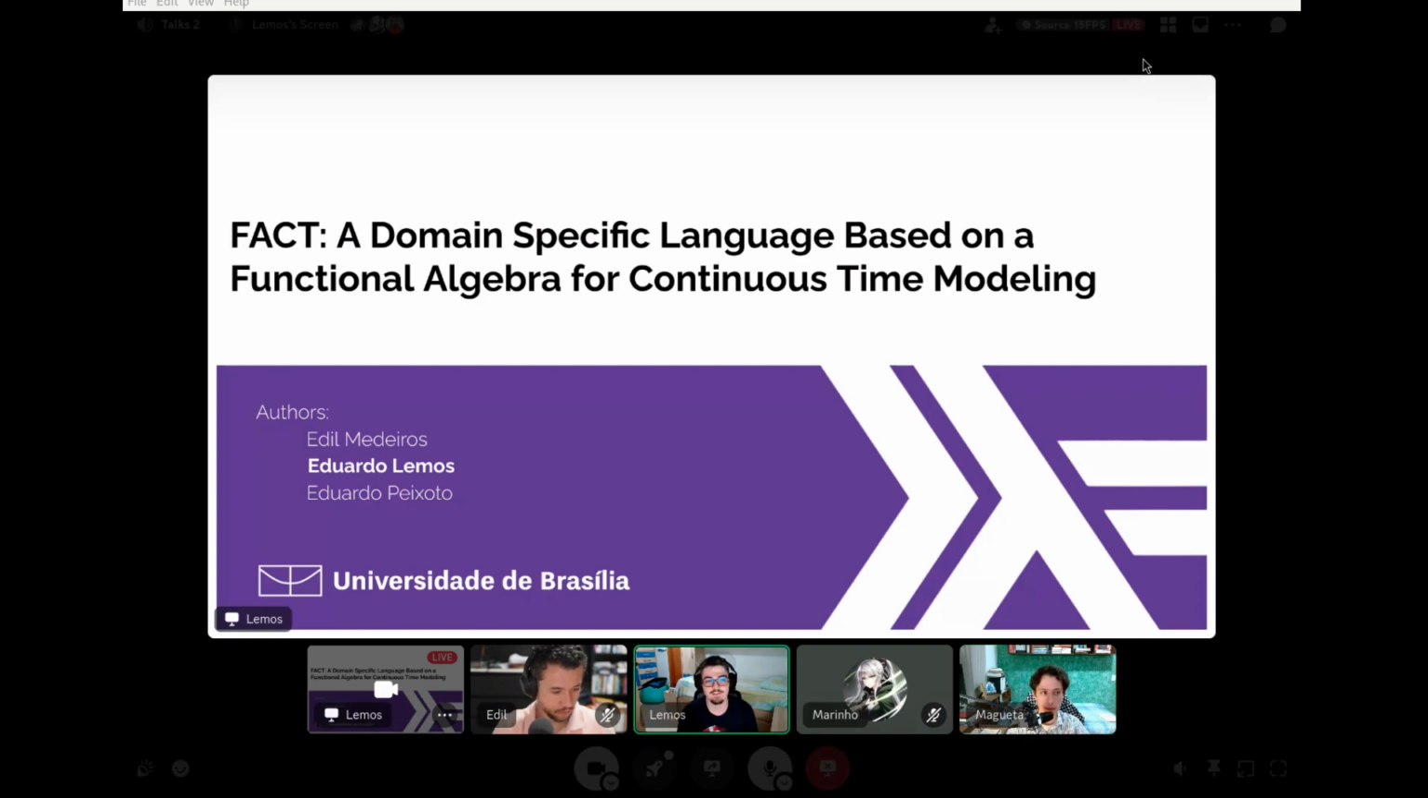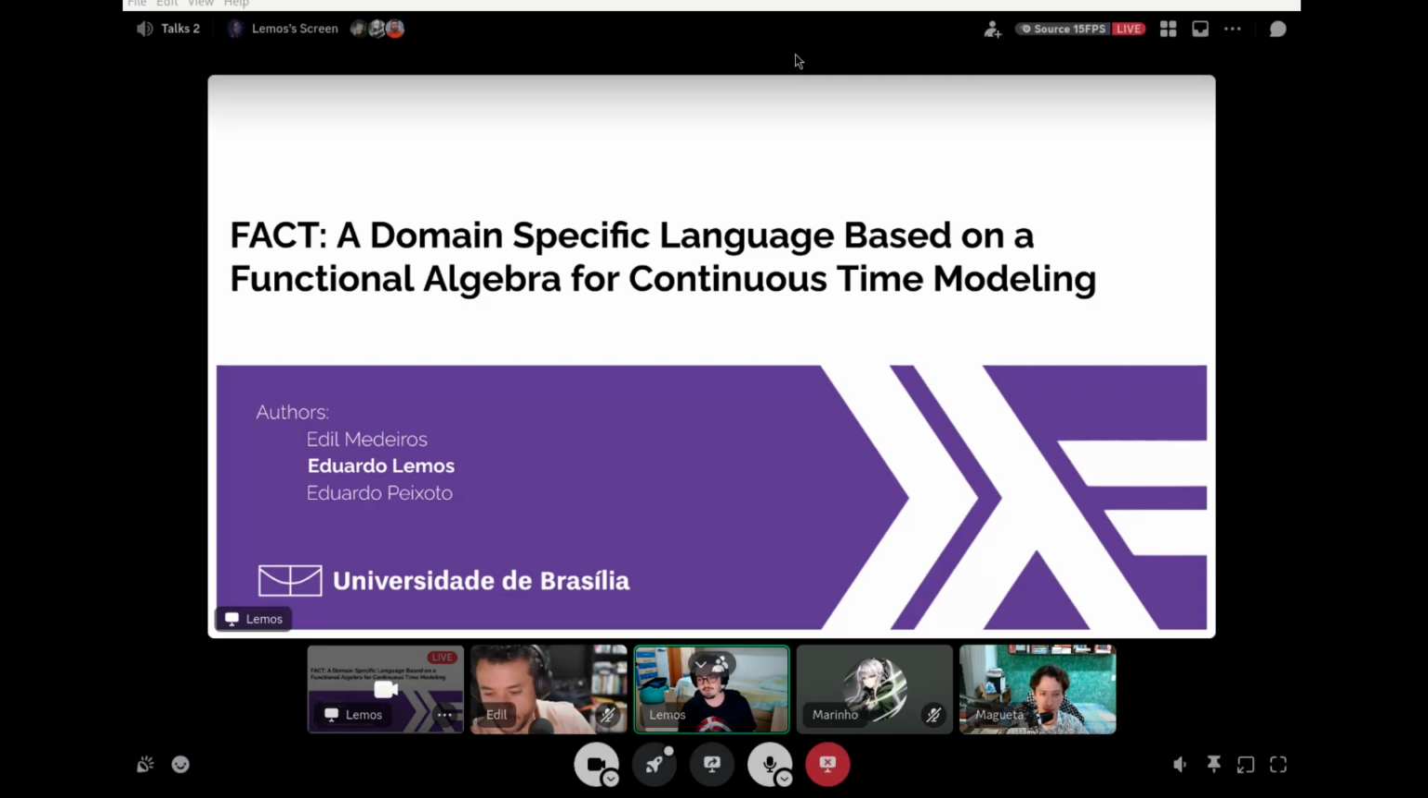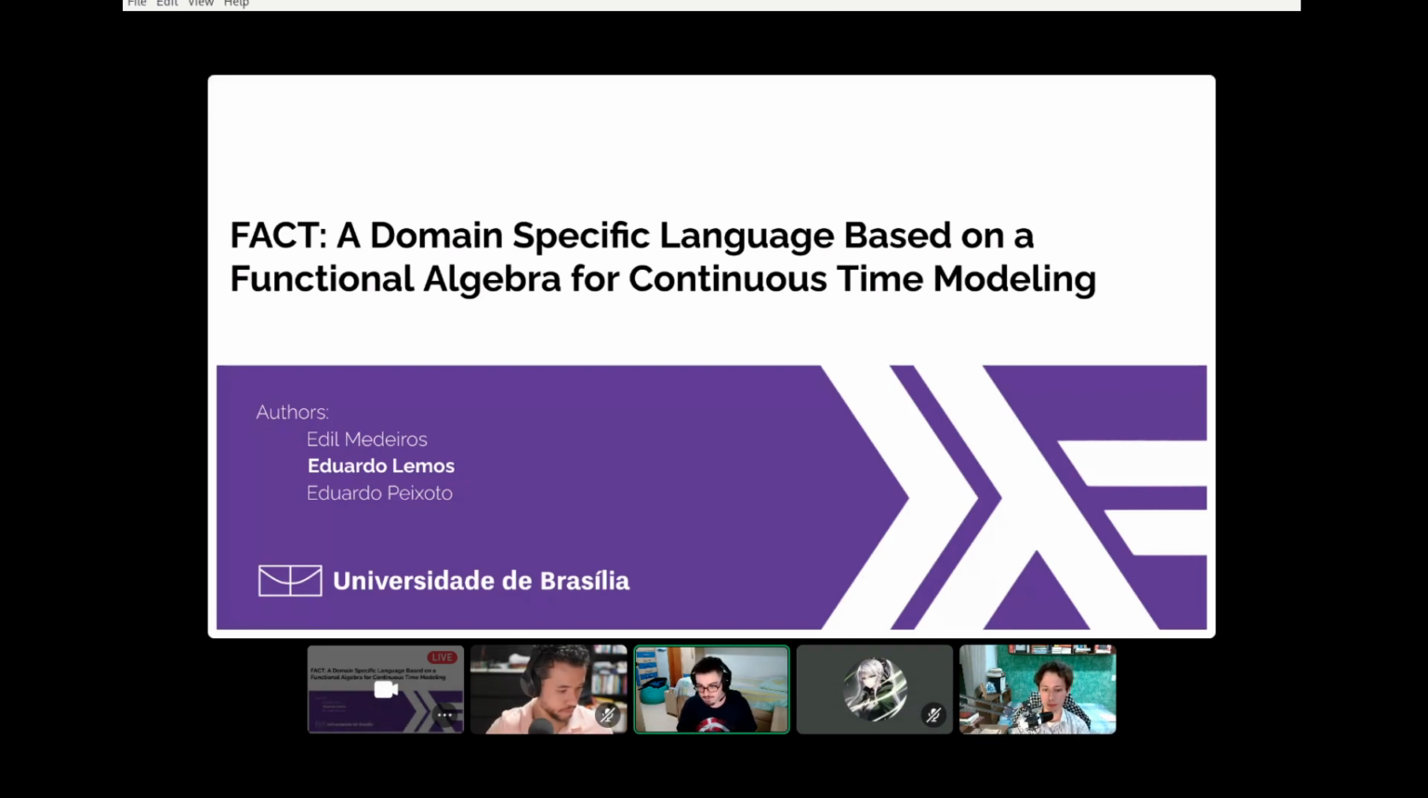I'm Eduardo Lemos, and I'll be presenting FACT, a functional domain-specific language for continuous time modeling. This is from my master's program that I'm doing in Brasilia, Brazil. And this is actually a second inline work that started with Edu Medeiros, one of my supervisors, in his 2018 work. And this also, by the way, was my 2022 final project during graduation. So let's just get started.